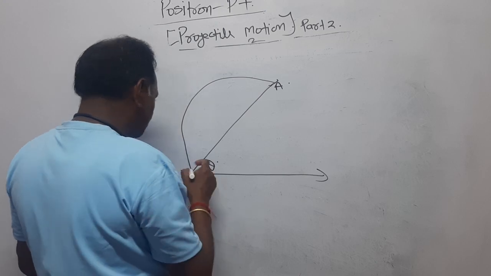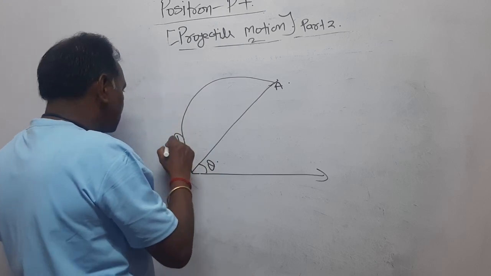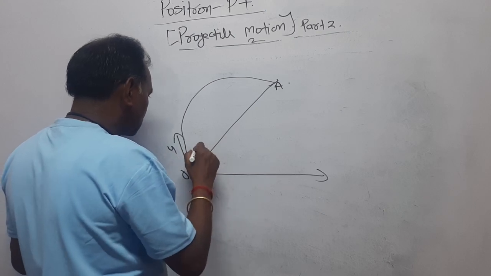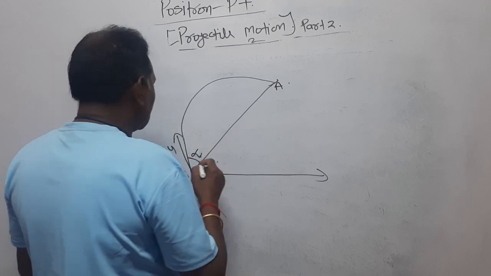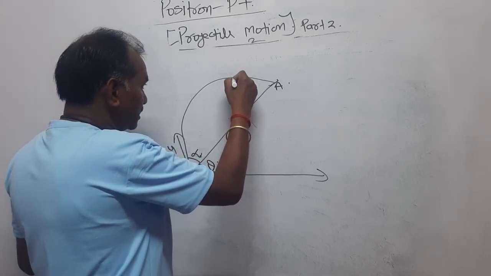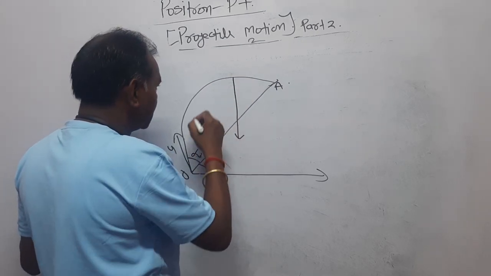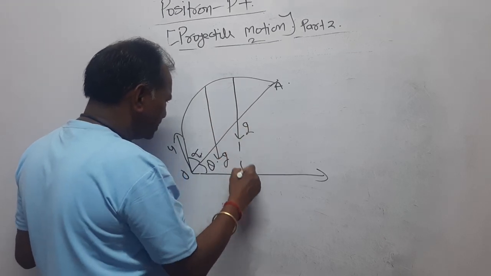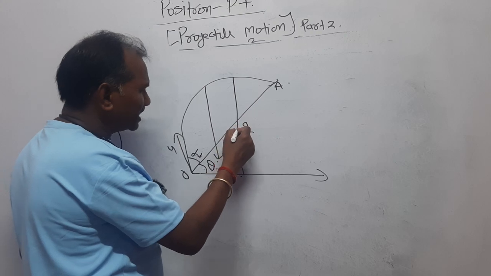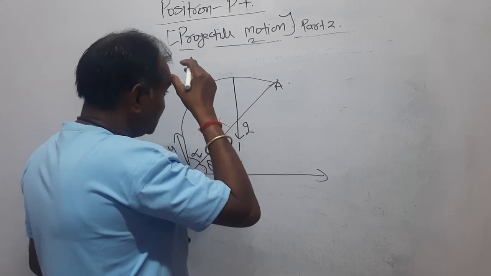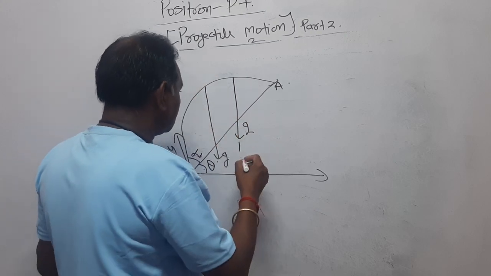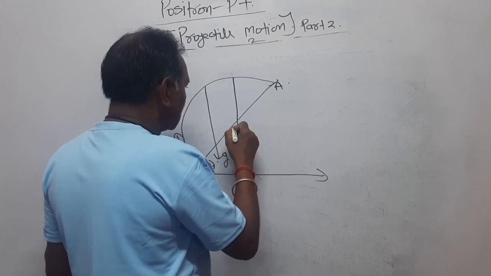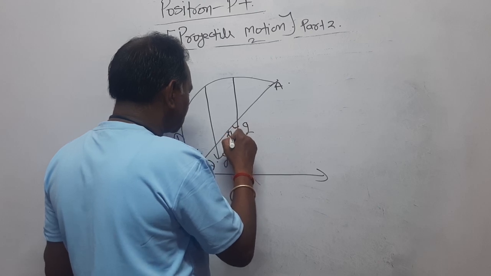Now, dear student, let the speed of projection be U. This angle is alpha. Now, G is always vertically downward, like this. In the whole motion, G is acting like this. Look here. If this is theta, this is 90 minus theta, and this is theta, this is 90 minus theta. So you can write this is 90 minus theta.